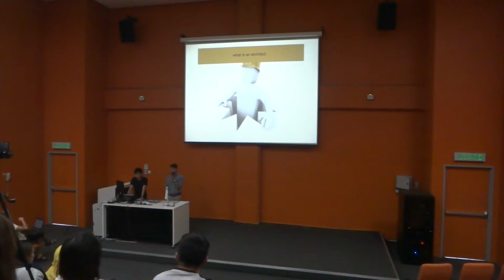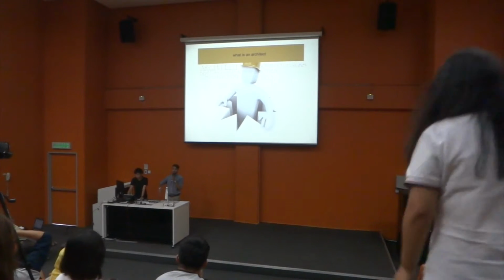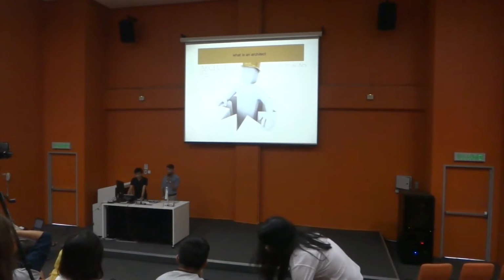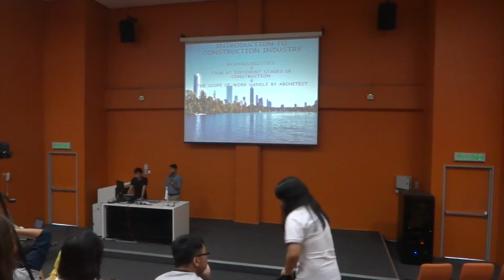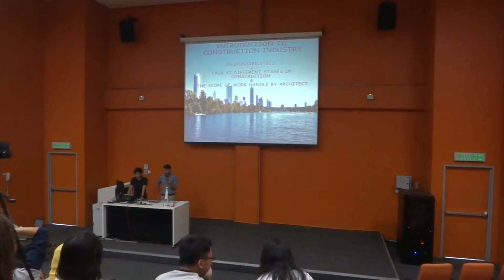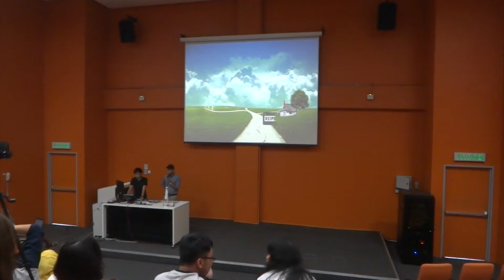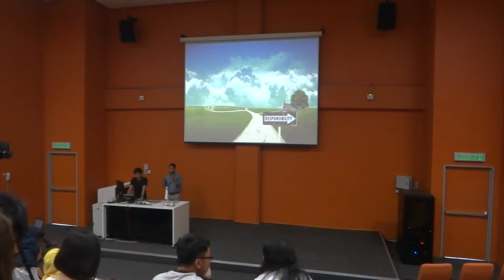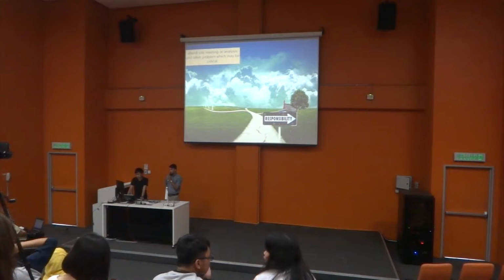So what an architect does, basically, an architect is a person who designs buildings and designs everything and finally comes up with a proper building, the basic design. Introduction to construction industry. So basically, the responsibilities of an architect.